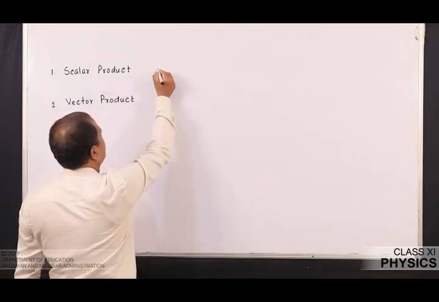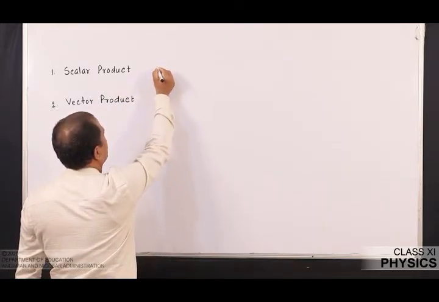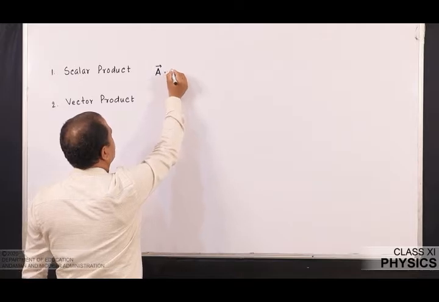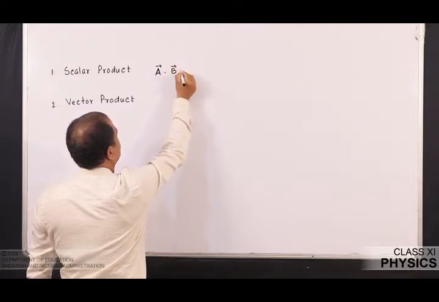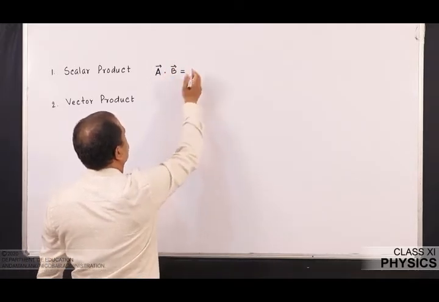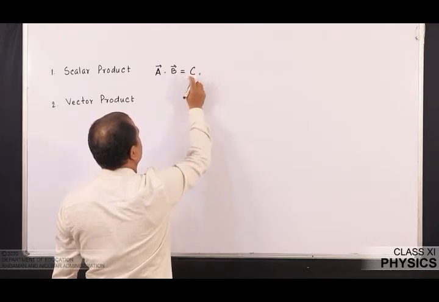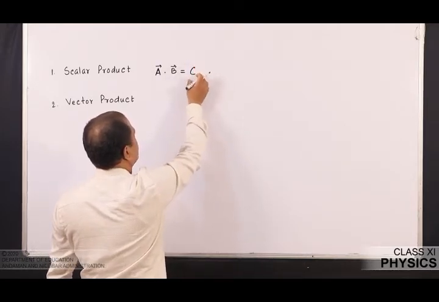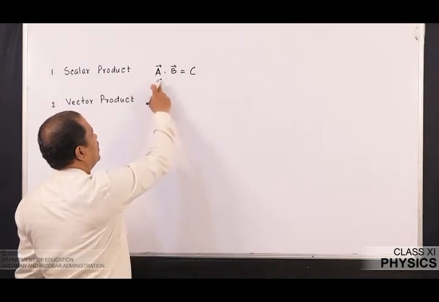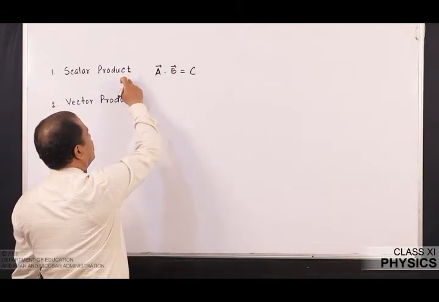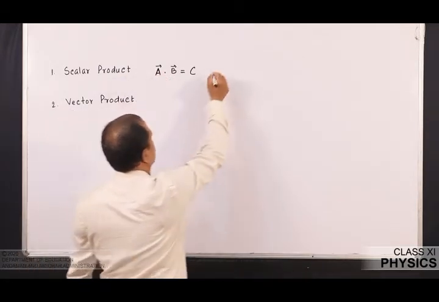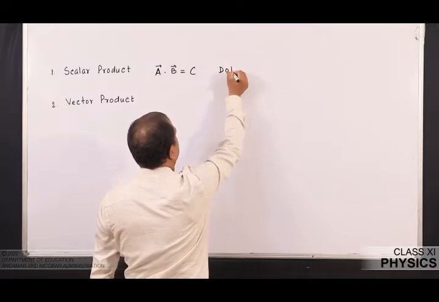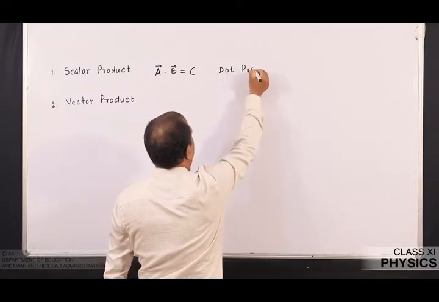And it is written like this. Scalar product is always written like this, A dot B. The result is going to be a scalar quantity, so I won't put any arrow on the result because it is a scalar quantity. Since we write it like this, the scalar product is also called the dot product.